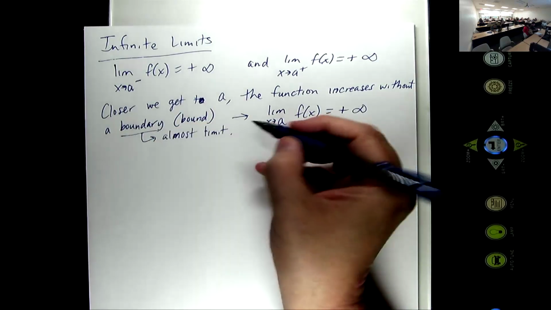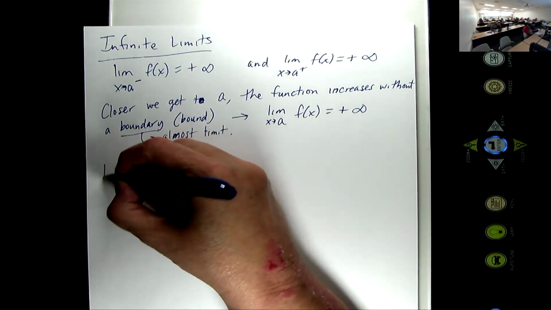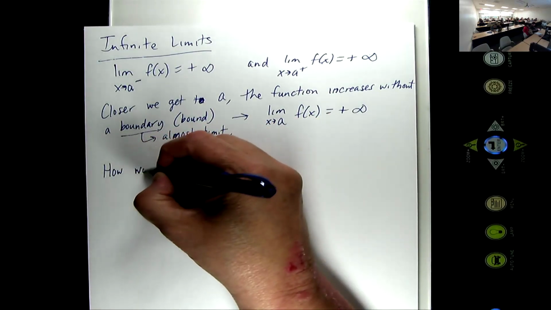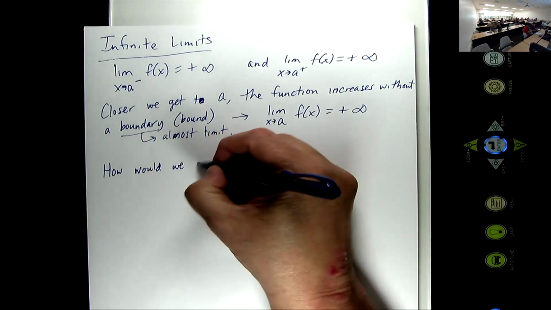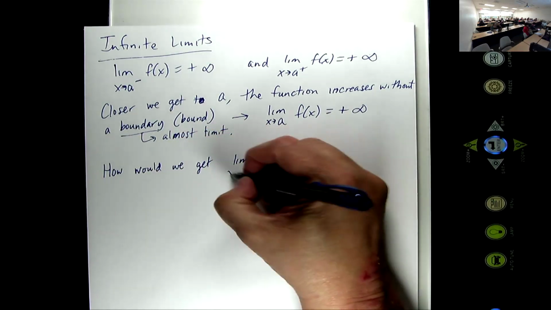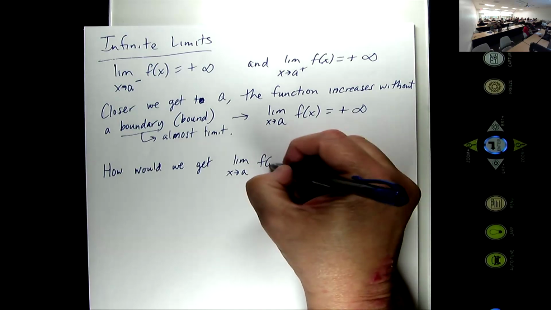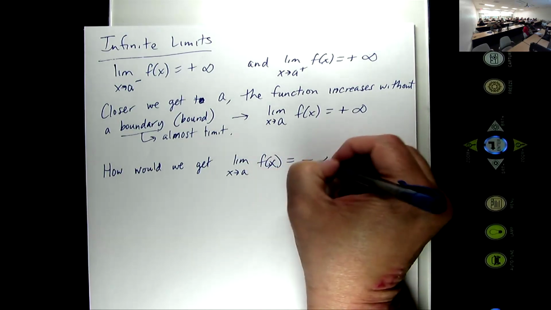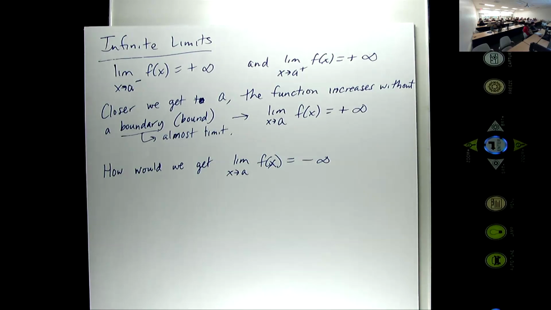What's going on? How would we get the limit as x approaches a of f of x to equal negative infinity? What has to be going on? Think about that for a little bit. No, not a straight line, definitely not a straight line.